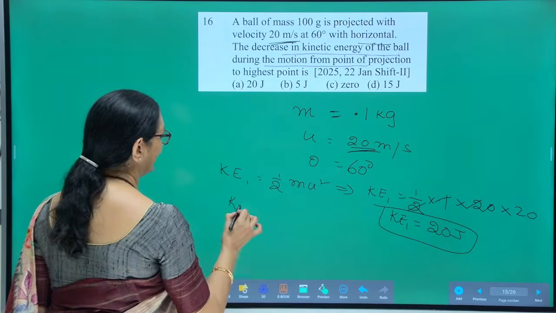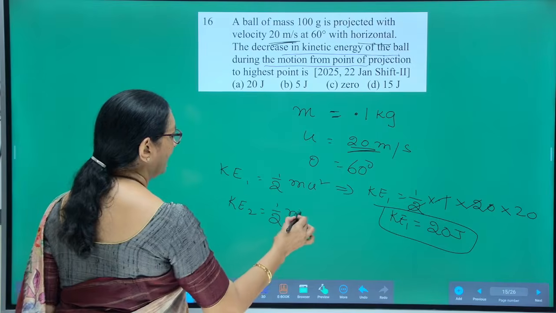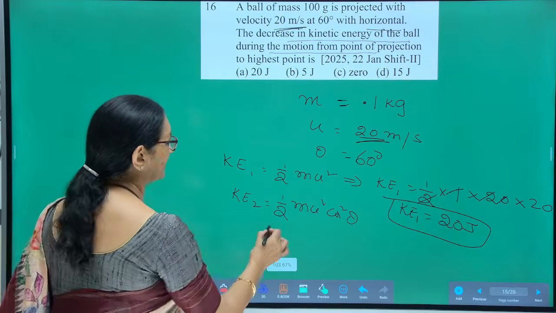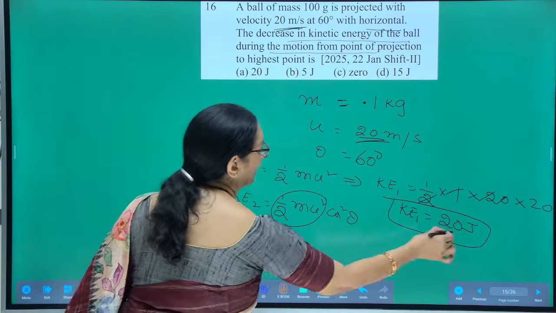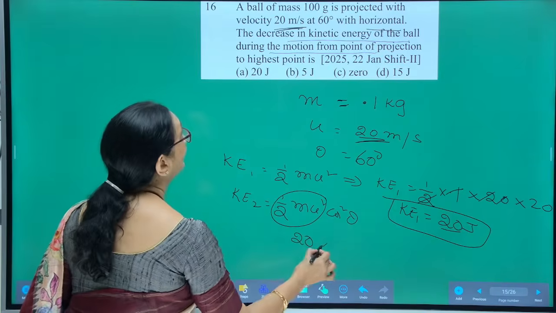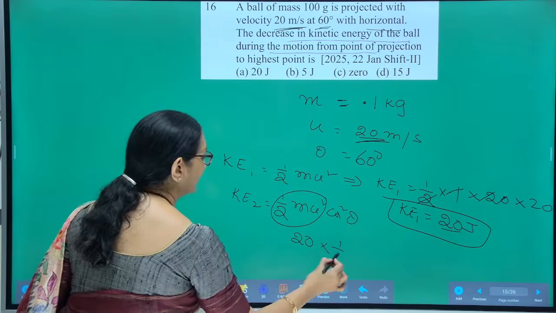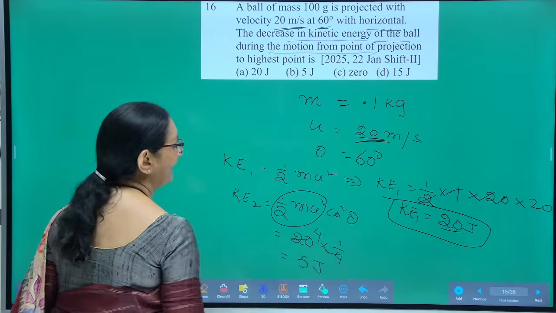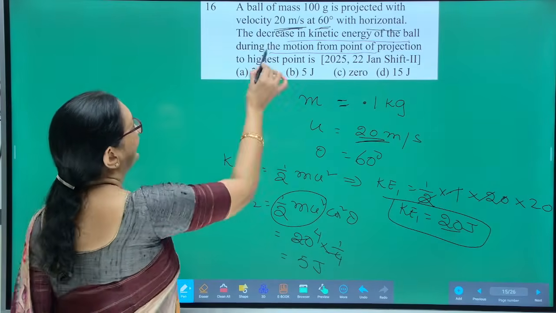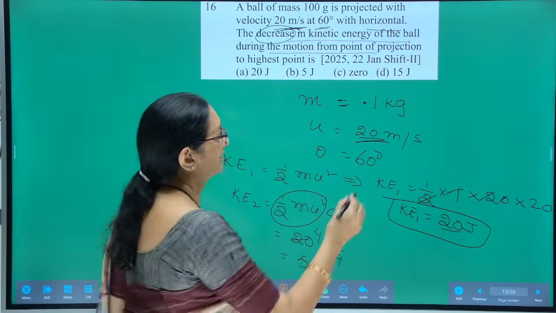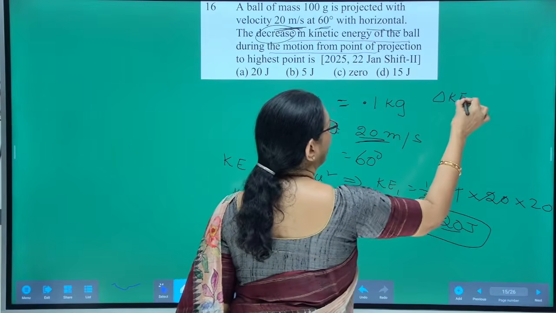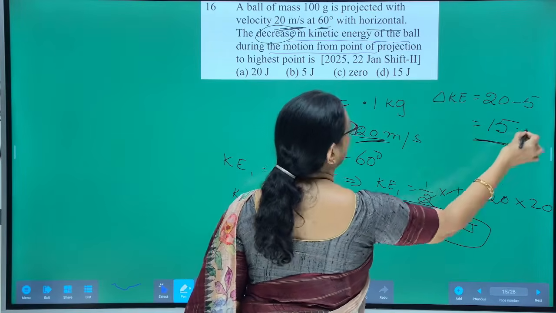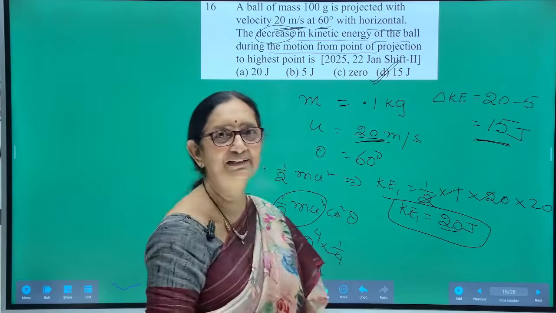Kinetic energy at the highest point is half m u square cos square theta. So, what is half m u square cos square theta? Half m u square, just now we have calculated, it is 20. Cos square 60 is 1 by 4. So, it is 5 joules, the final kinetic energy. What is asked? The decrease in the kinetic energy. So, decrease in the kinetic energy is initial minus final, it is 15 joules. This is the correct answer for that problem.